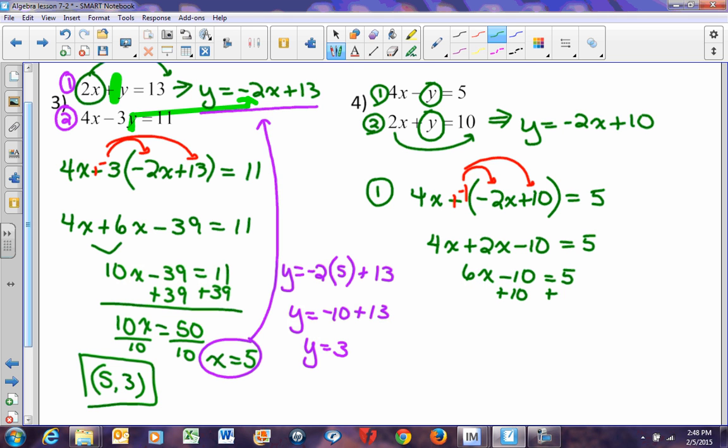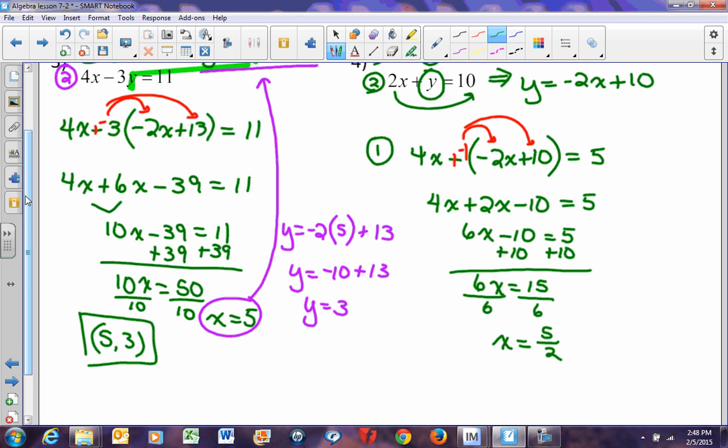Add 10, add 10. 6x equals 15. Divide by 6. x will equal 15/6, which is divisible by 3. 3 goes into 15 5 times, 3 goes into 6 twice, so it's 5/2, or 2.5, whichever way you want to look at it. So my solution to this ordered pair will be when I plug in 5/2 back in for x to find y. And yes, you can get fractional answers, and those are perfectly acceptable. Don't think that if you get a fraction, it's wrong. If you get every problem to be a fraction, it's probably wrong. If you get a couple of fractions now and then, you're probably okay.